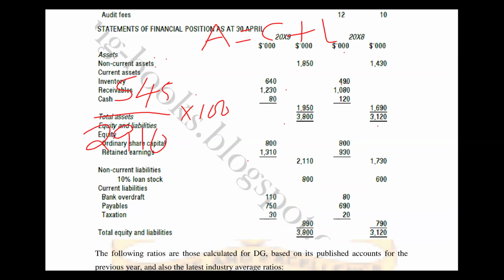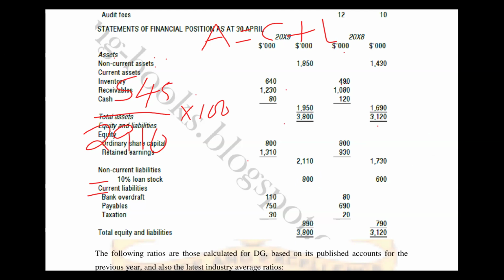Alternatively, for capital, you can add the equity section plus the non-current liabilities. They should give you the same thing. You've seen, eh? It's the same thing. You say 2110 plus the 800, then it will still give you the same. That's the message we are sending. What is the ROCE? Return on capital employed.